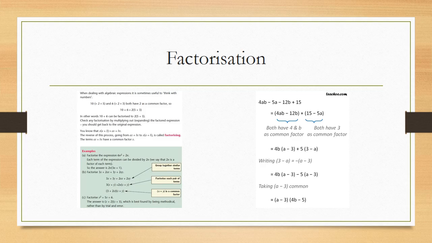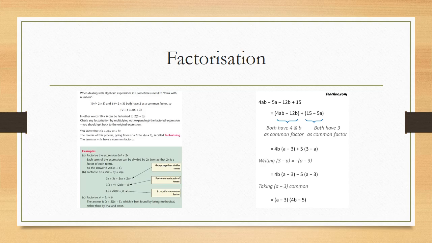Grouping terms. Some algebraic expressions can be factorized by rearranging the terms suitably in pairs such that the terms in each pair have a common factor, and when this common factor is taken out, the same expression is left in each pair. For example, 4ab minus 5a minus 12b plus 15. So we group 4ab minus 12b plus 15 minus 5a.